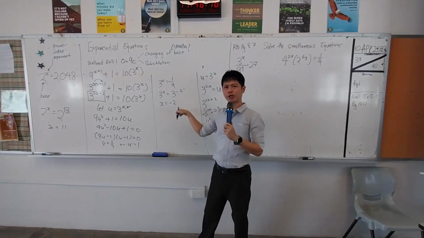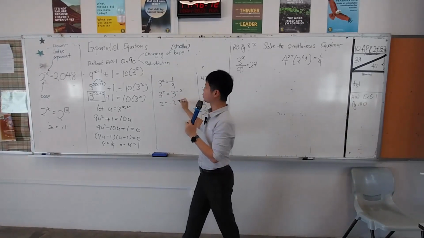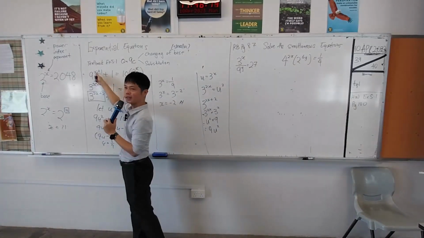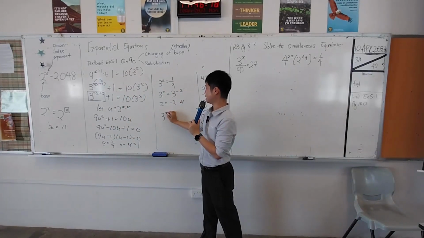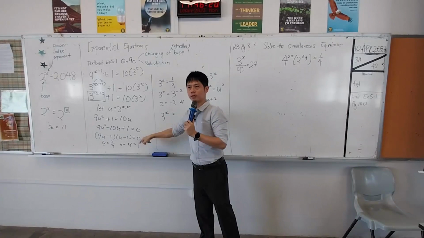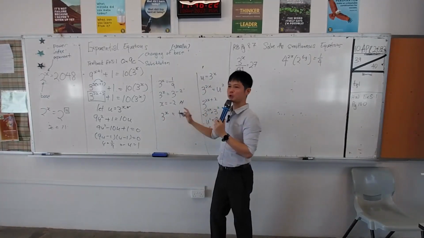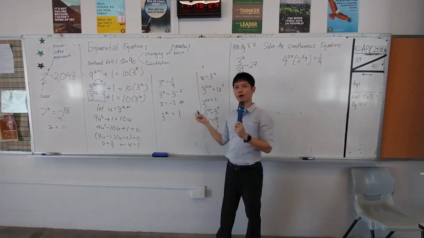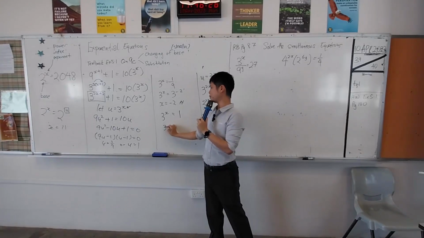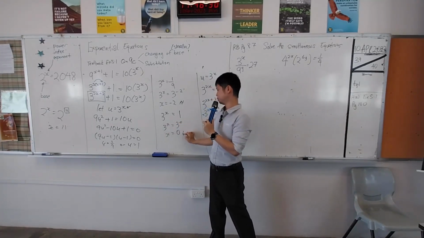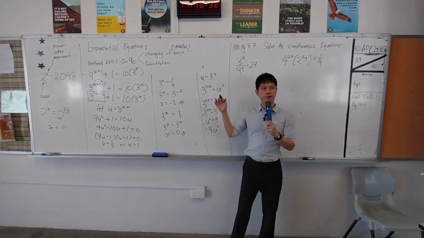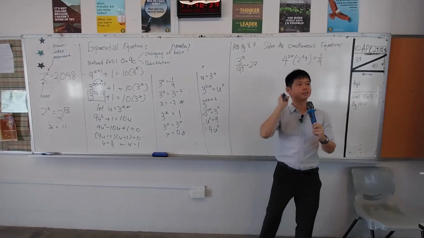So your question is, must I reject this? You look at the question, it's okay. So no need to reject. Now the next answer, 3 power x equals 1. 3 to the power of 0 will always give you 1. So 3 to the power of x is 3 to the power of 0. x is 0.